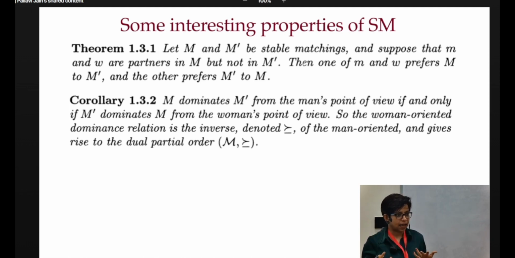But sometimes you can. This property where some pairs of things are comparable while others may not be is what we call a partial ordering. So when we say mu dominates mu prime from the man's point of view, it means that every man either has the exact same partner in mu and mu prime or has a strictly better partner in mu. Is that clear? So if mu dominates mu prime from the man's point of view, then it must be the case that the opposite happens from the woman's point of view. Is it clear why this should be true?